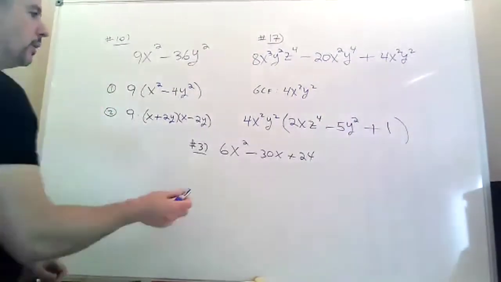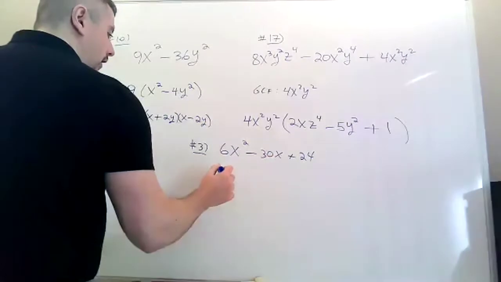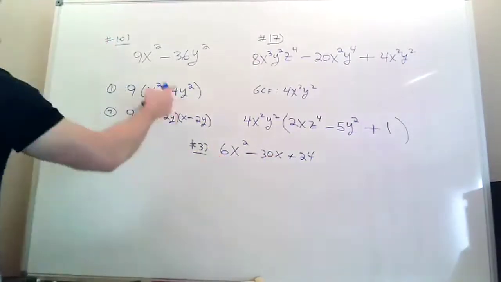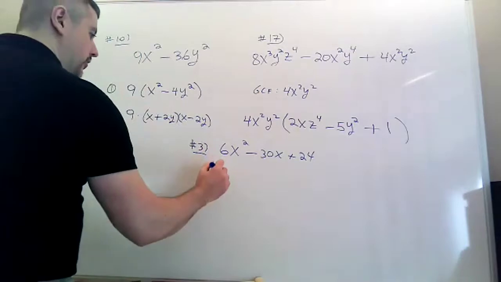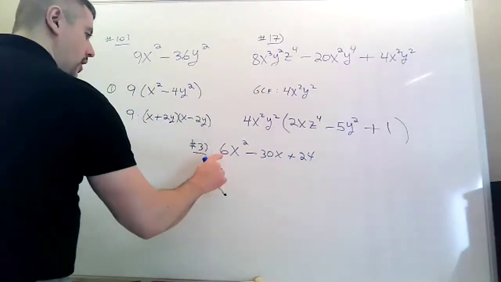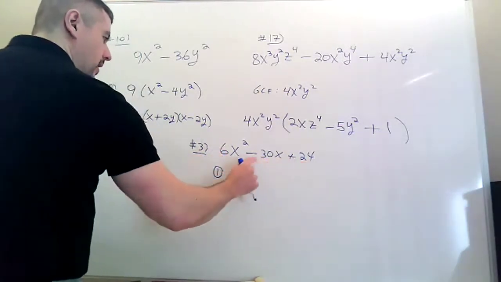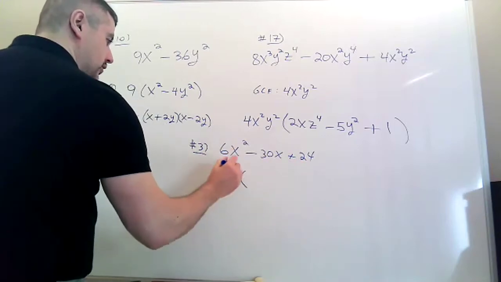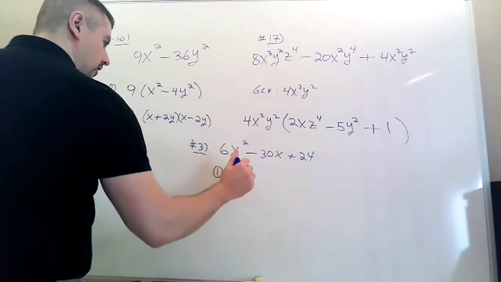All right, so I'm doing 3 as a bonus here. What I'll see is people just write the answer down. But this one is 2 steps. The first step is to take away the number that they all are divisible by. You have 6, you have 30, and you have 24. Those are all divisible by 6. So you're going to divide every one of those numbers by 6.